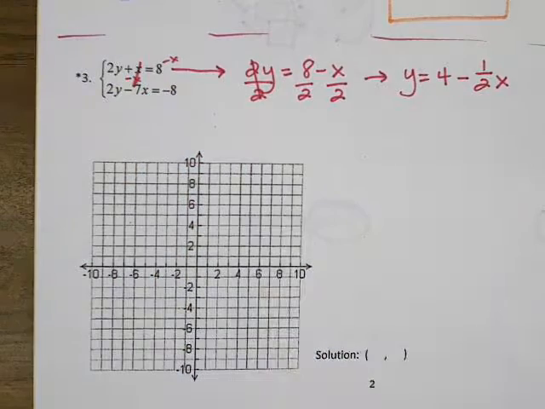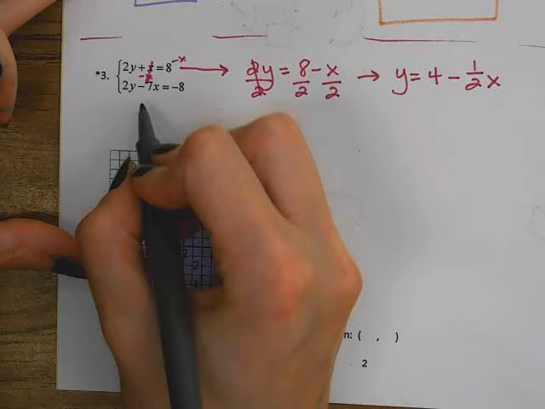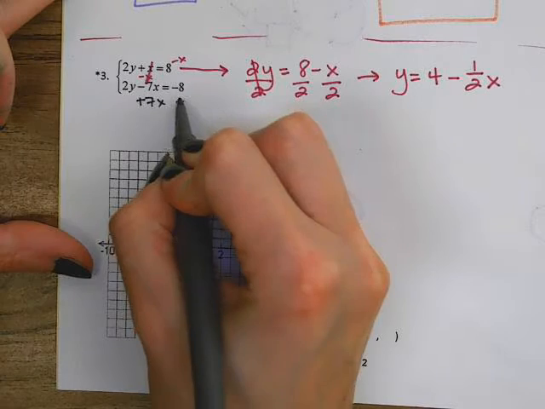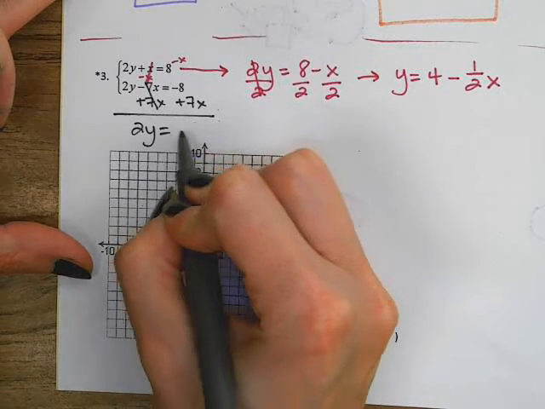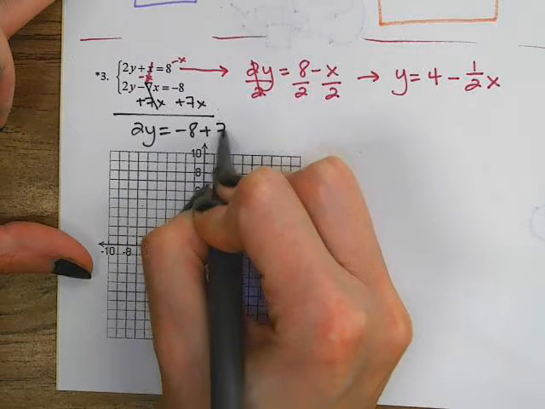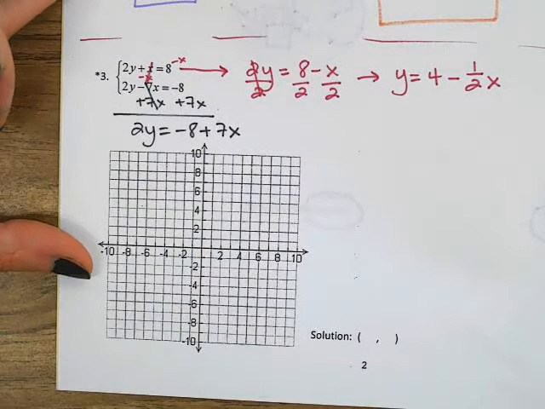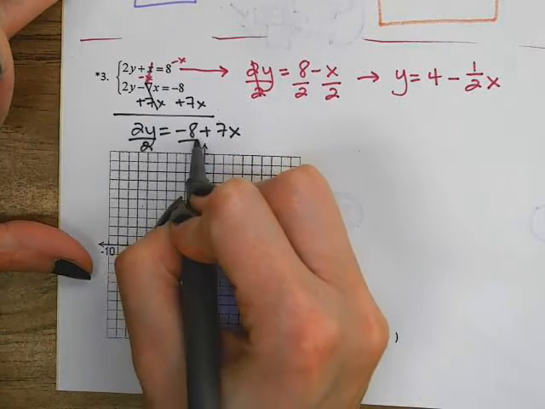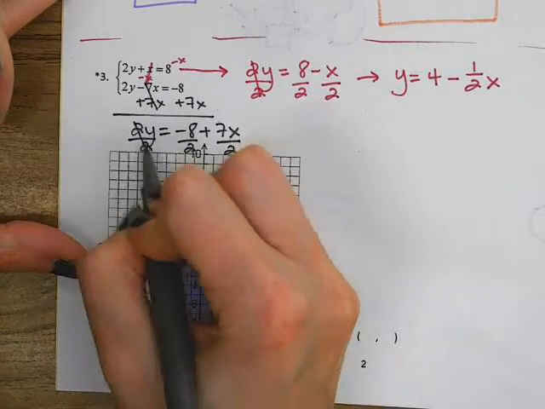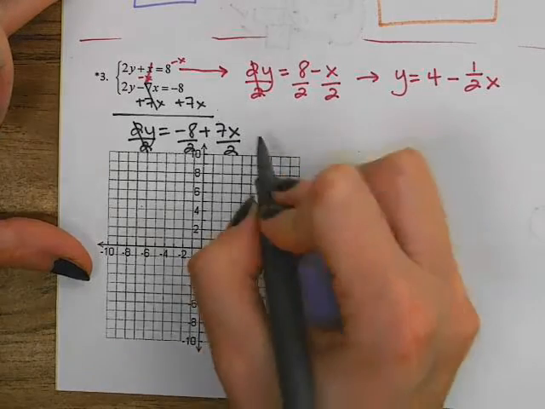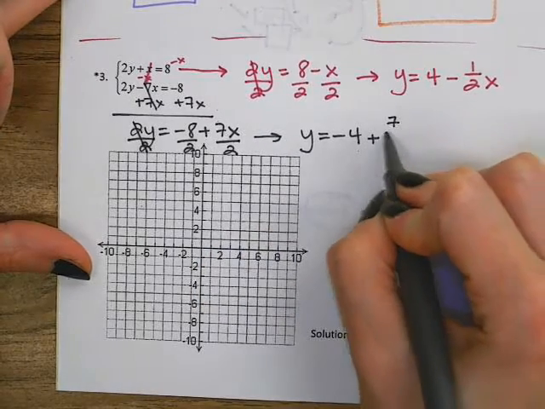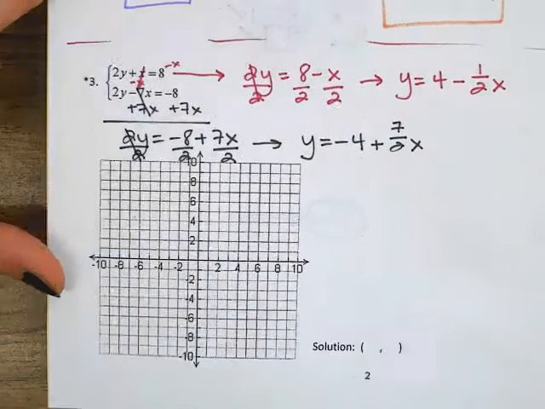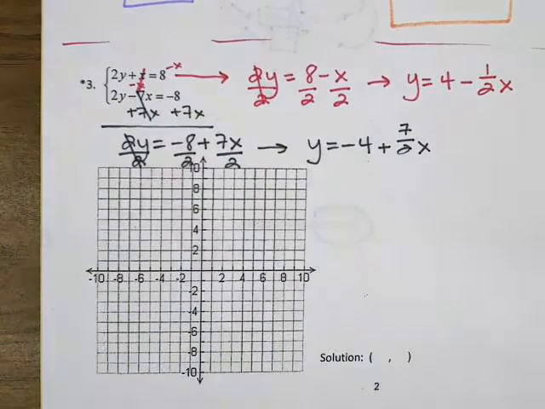And then line 2, if you solve for y, we'd have to add 7x to both sides. So we get 2y equals negative 8 plus 7x. But then we'd have to divide every single piece by 2. And you guys would get y equals negative 4 plus 7/2 x. And now it's what we just did.